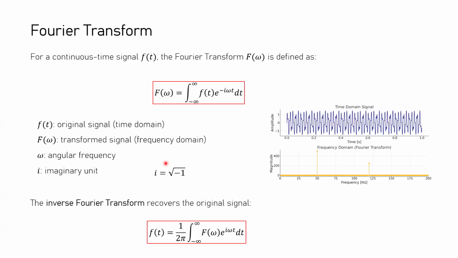If you perform the inverse Fourier transform, you can recover the original signal from the Fourier transform signal. So simply f of t is equal to 1 over 2 pi times integral F of omega exponential of i omega t with respect to d omega.